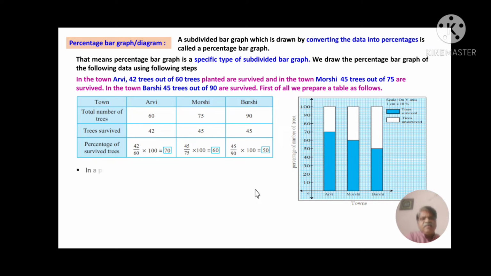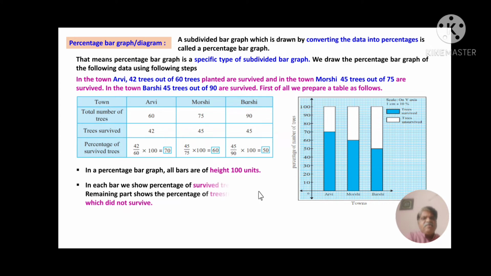So let us take some points into account. In a percentage bar graph, all the bars are of height 100: 100, 100 and 100. In each bar, we show the percentage of the subdivided part, that is the shaded one.